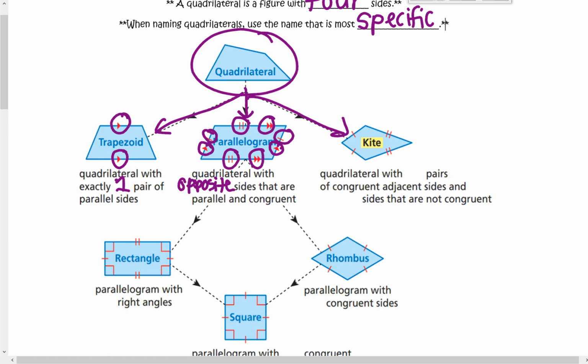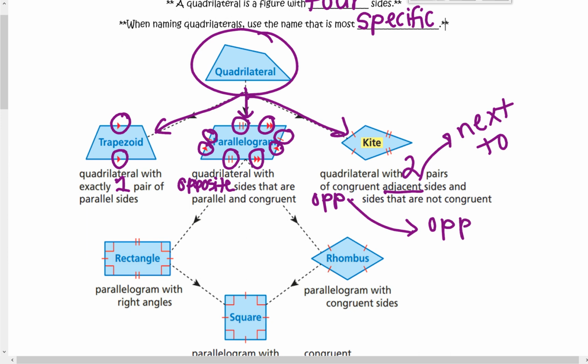All right, there's many different types of parallelograms, so we're going to go into those next after we talk about our kite. So a kite is a quadrilateral with 2 pairs of congruent adjacent sides. Remember that adjacent means next to. So 2 pairs of congruent adjacent sides and opposite sides that are not congruent. If you need to bring this to the side because you're not going to remember what opposite means, you can do that just like I did.